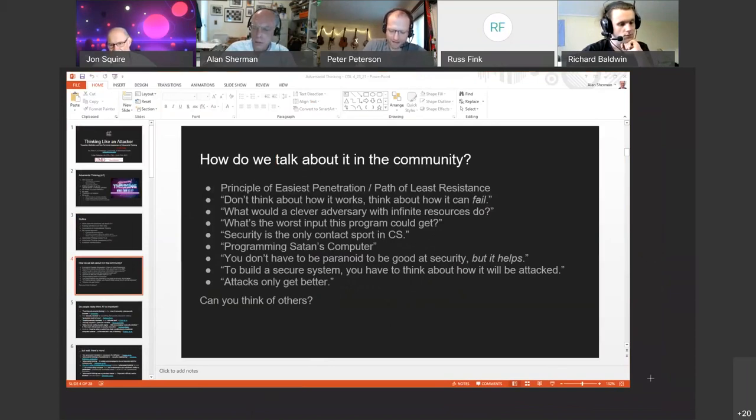I love the quote, I think it's Kernighan who said, debugging is twice as hard as writing code in the first place. So if you write code as cleverly as possible, by definition you're not smart enough to debug it. I like to see Sun Tzu here. To know your enemy, you must become your enemy. That's perfect.